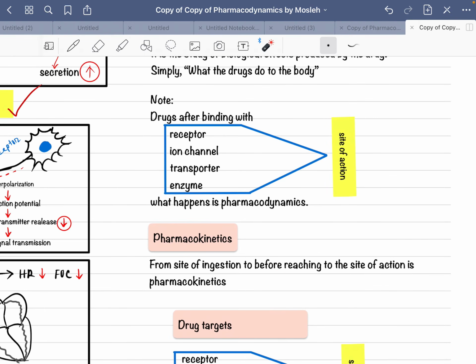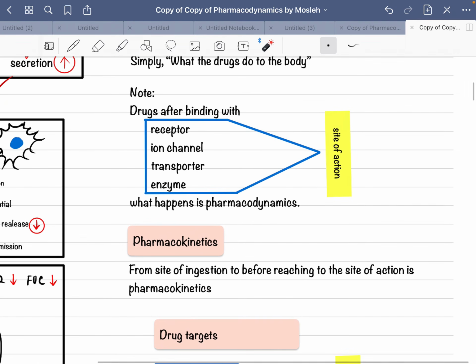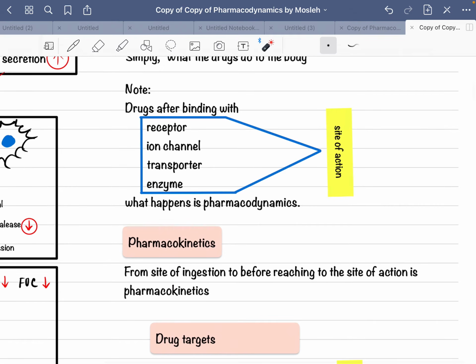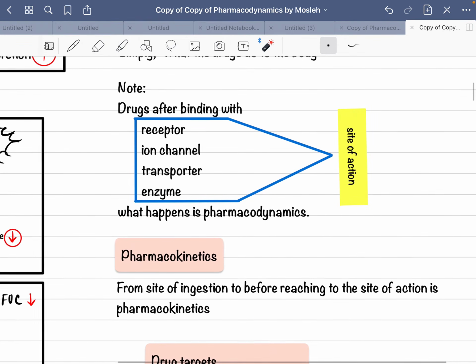So now look at the next topic. Every drug, it doesn't matter what type of drug it is, will bind with any one of the 4 drug targets. That means if we take a drug, the drug either binds with a receptor, or binds with an ion channel, or binds with a transporter, or binds with an enzyme. That means a drug has any one of the 4 drug targets.